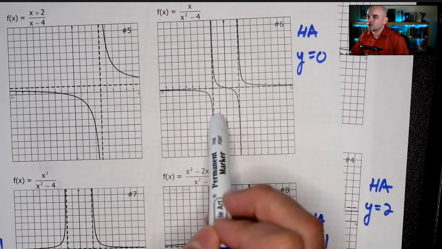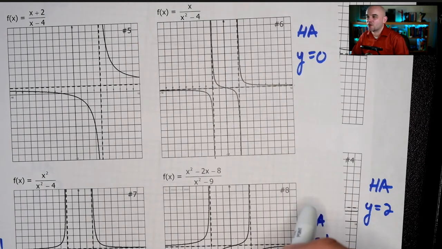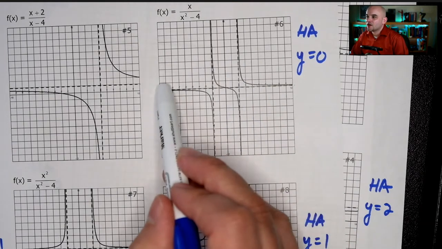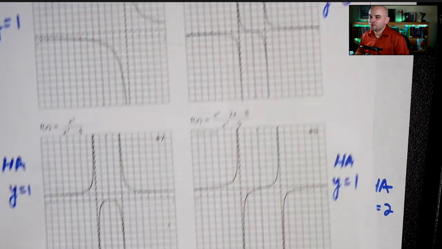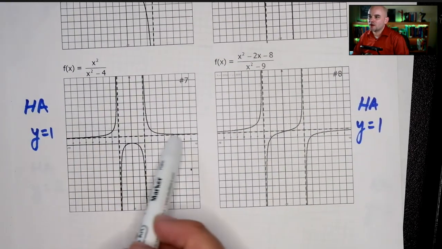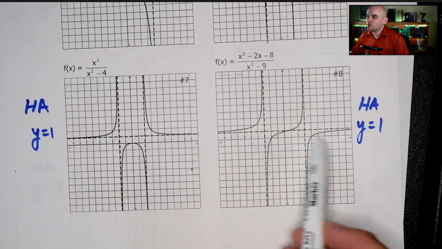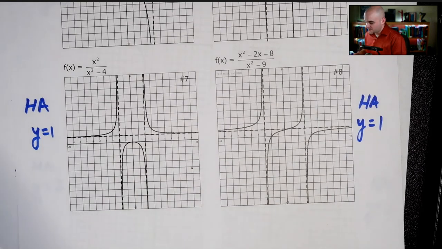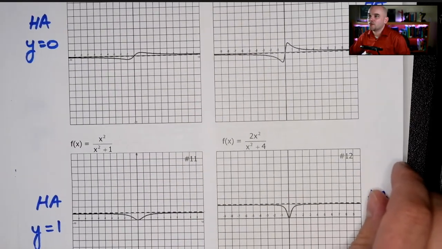That one looks cool. Look, it's got 2 verticals on it. We're going to discuss how to graph those later. But the horizontal one is at y equals 0. Right here, we've got one at y equals 1. And then y equals 1 right here as well. And number 8. Then number 9, you should have y equals 0.